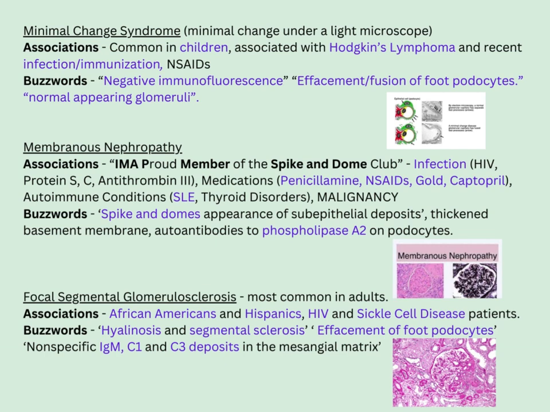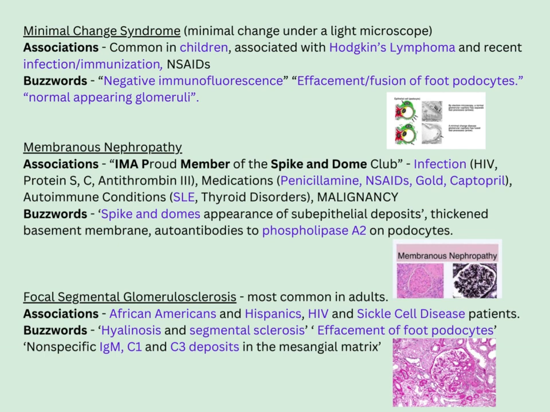M for medications, particularly the medications that can lead to membranous nephropathy, include penicillamine, NSAIDs, gold, and captopril. A for autoimmune conditions, particularly SLE. And P stands for its association with phospholipase A2 on podocytes. Member helps me to remember all of these is associated with membranous nephropathy.